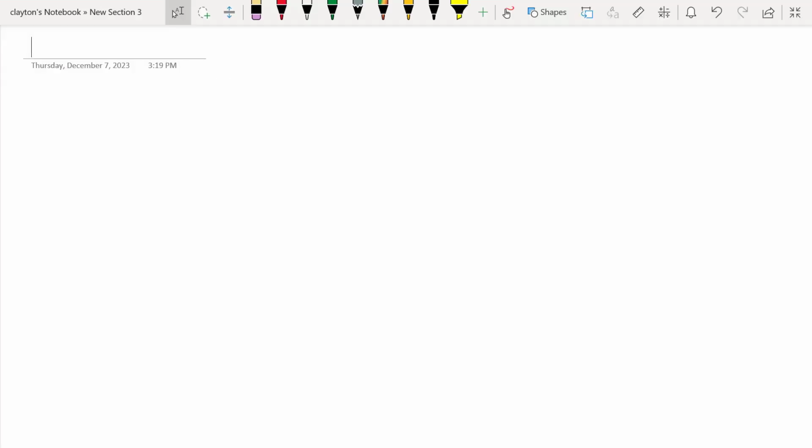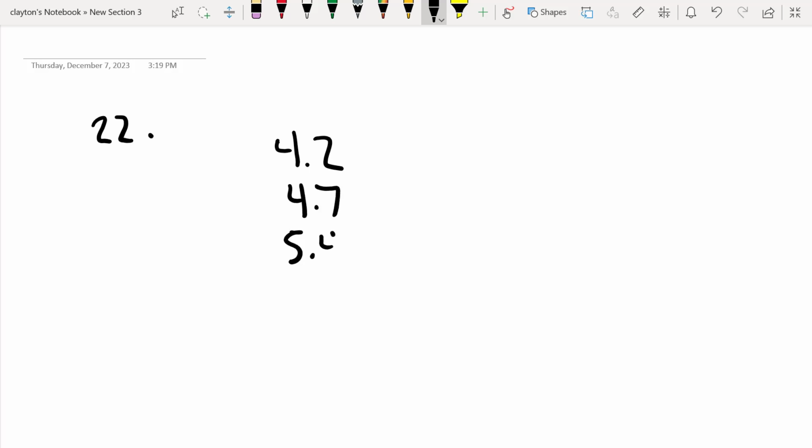Okay, so now let's finally get to 22 through 26. Question 22 says the following is a sample of unemployment rates in percentage points in the U.S. sampled from the period 1990 to 2004. So we have 4.2, 4.7, 5.4, 5.8, and 4.9.